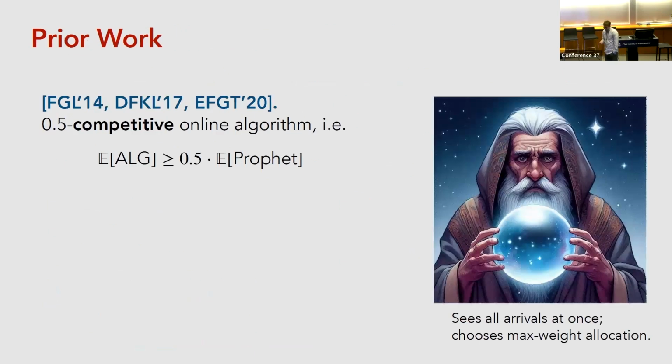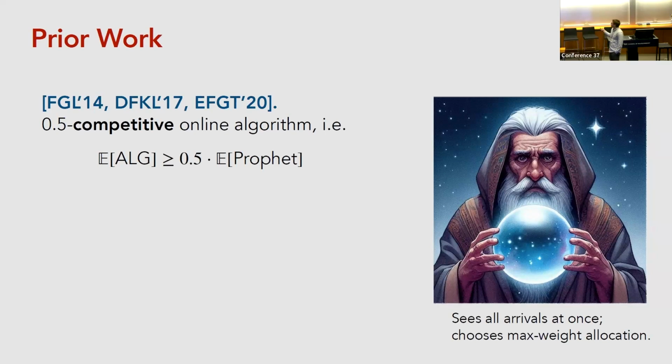Good, so there's some prior work on this problem. It's been studied from the perspective of prophet inequalities. So in particular, there are a couple of algorithms known that are half competitive, meaning they get a half approximation to this prophet benchmark that sees all of the arrivals at once and then can just pick the best allocation in the resulting graph.